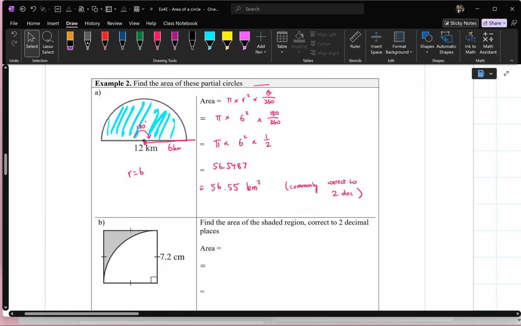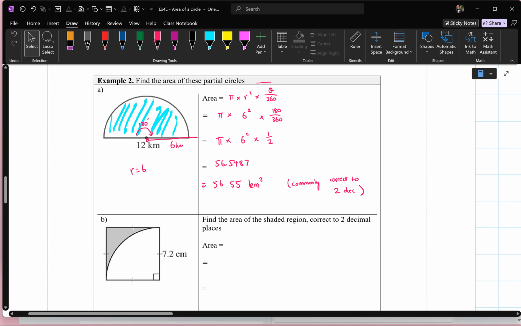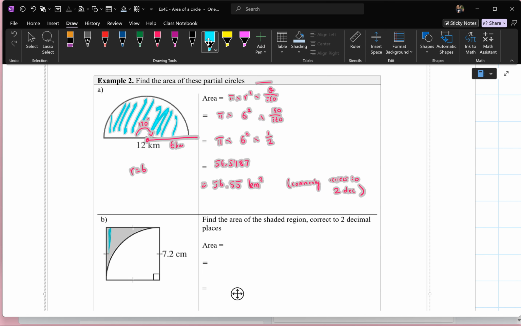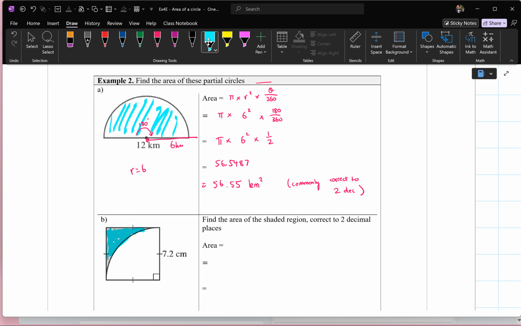Let's do a problem-solving one. Have a look at your last question. Here's your last question. They want you to find the area of the shaded region correct to 2 decimal places. Now, my shaded region's here. That's the only portion I want. Can anyone see a way to get just that portion?